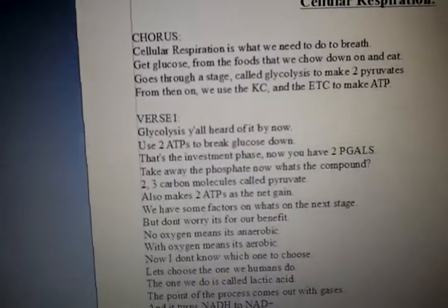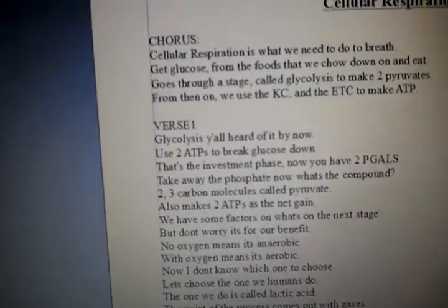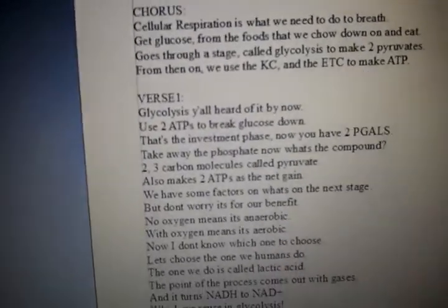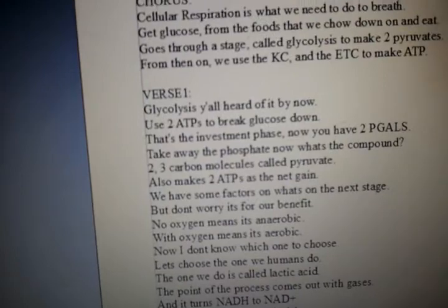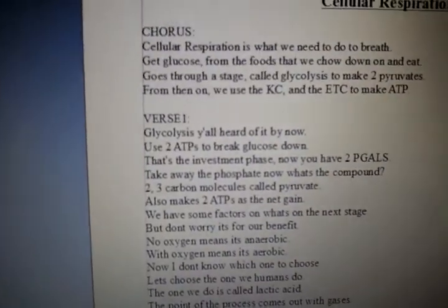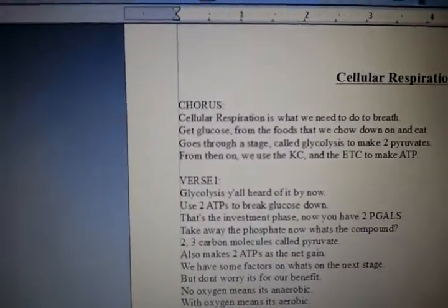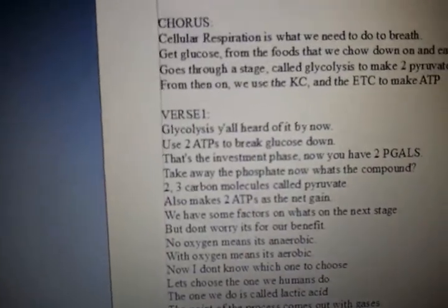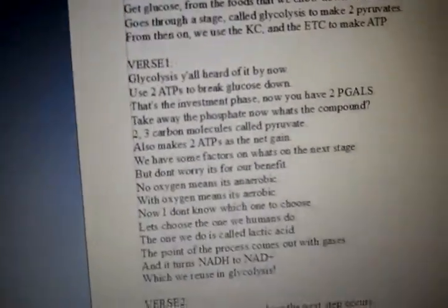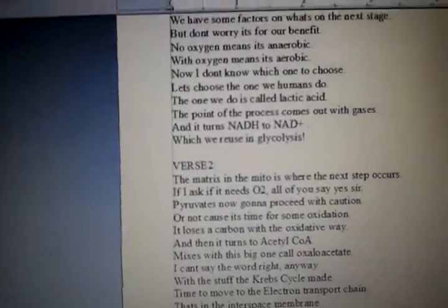Cellular respiration is what we need to do to breathe. Get glucose from the foods that we chow down on and eat. Goes through a stage called glycolysis to make 2 pyruvates. From then on we use the Krebs cycle and the ETC to make ATP.